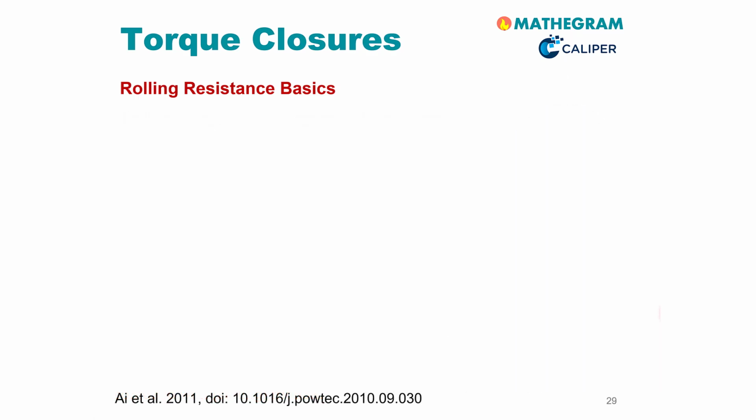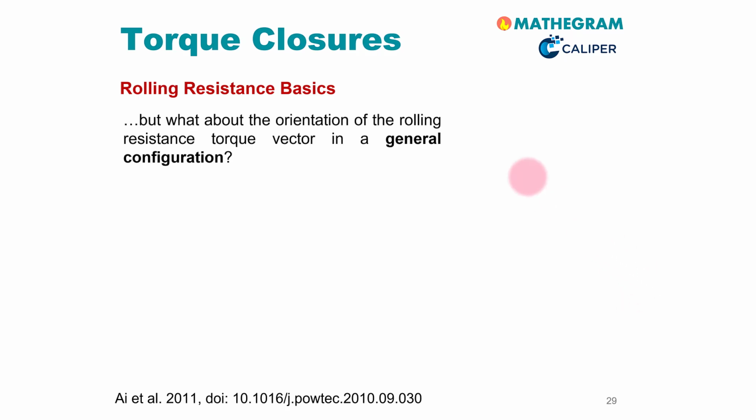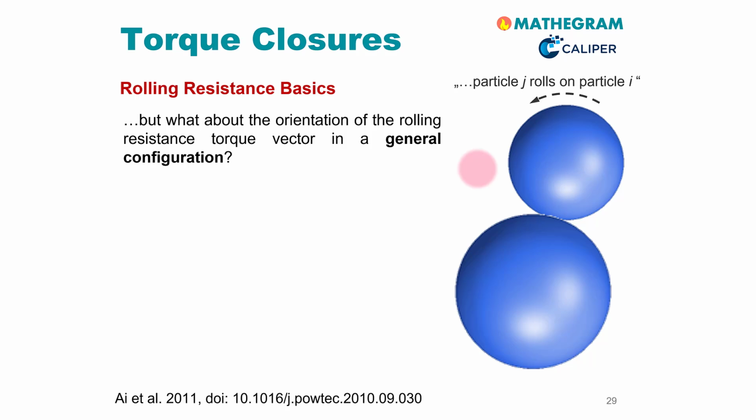What we need to do next is to think about the orientation of the rolling resistance torque vector in a more general configuration. Therefore, we consider the collision between a particle I and a particle J that is kind of rolling on this particle I.